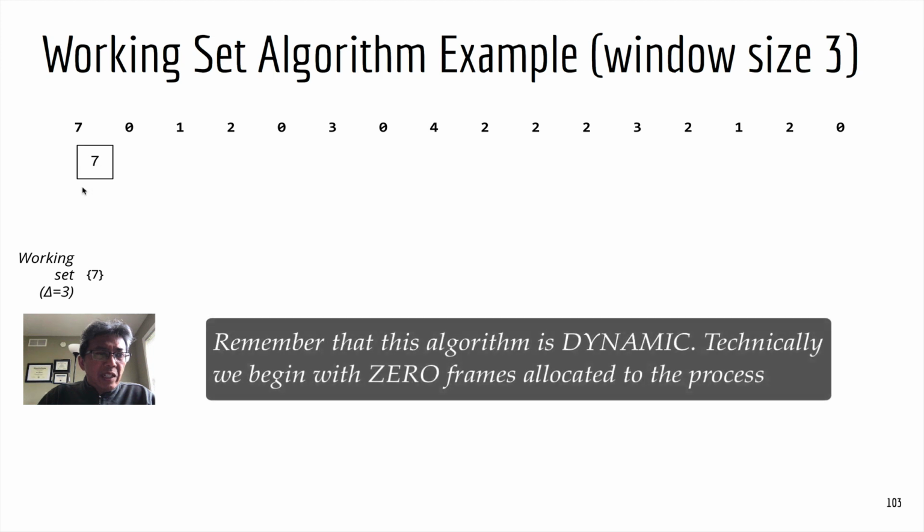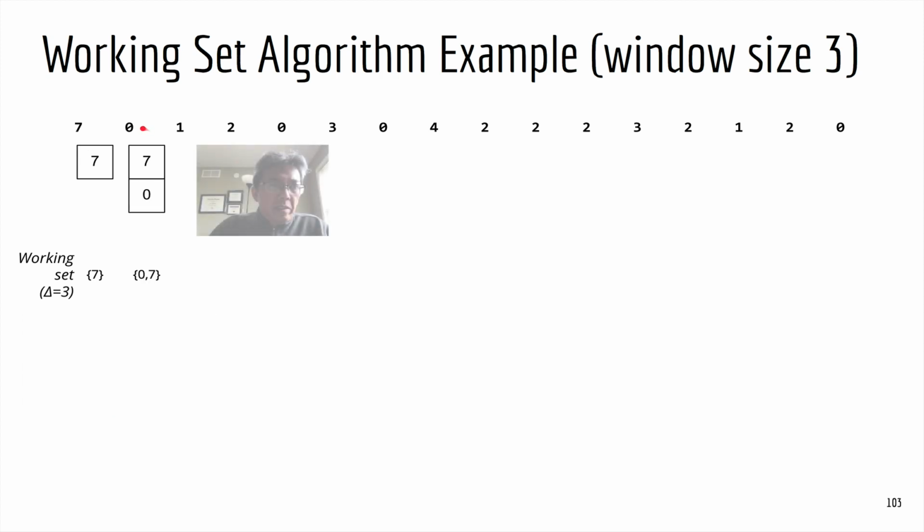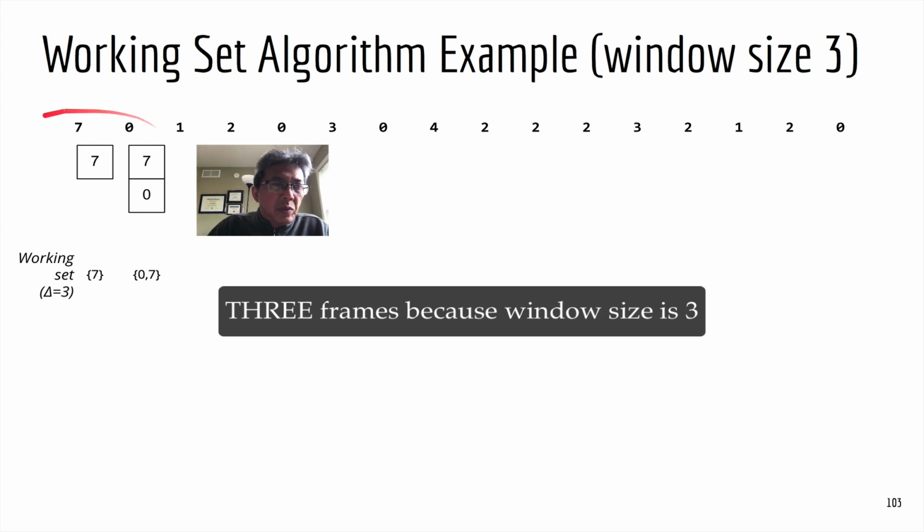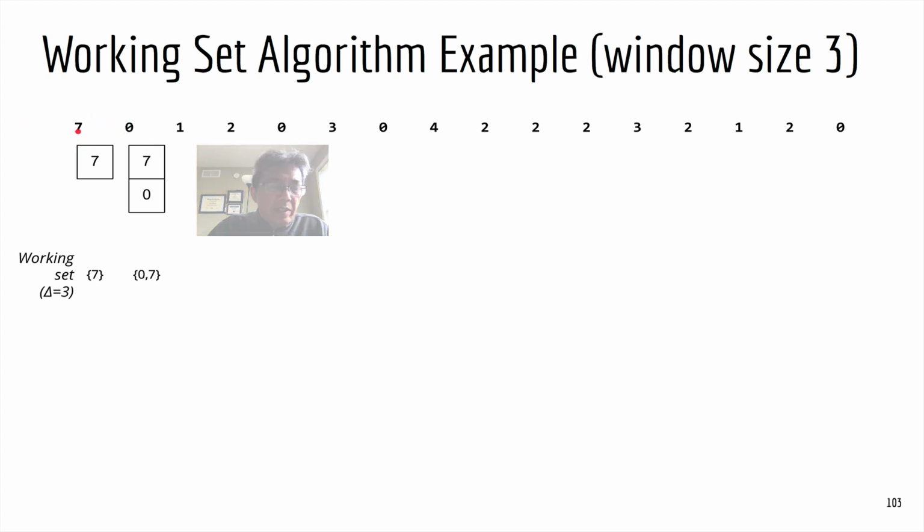Now, instead of using 3 boxes as you see with FIFO, LRU, or Optimal, I will start with nothing, and then this is the first frame added to your process. The second reference to page 0 will trigger an interrupt. Then page 0 will be added to your frame. And at this point, the working set is the set 0 and 7. So again, if you look back 3 frames, then this working set will be page 0 and 7.